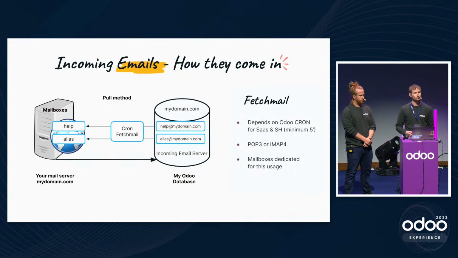And also note that you have to use a mailbox dedicated for this usage. So don't use your personal mailbox to do this configuration. You will have to create one mailbox for each alias. So here we have the example for help. So I should create a mailbox for help and configure the incoming mail server. If I have other aliases, for example, sales team, you will have to do exactly the same.